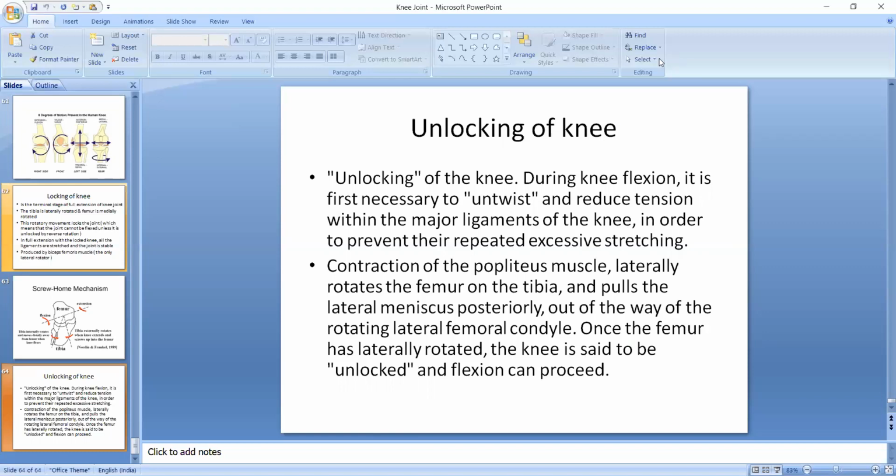So here we have discussed all the parts of the anatomy of the knee joint. Please send your queries and I will solve them very soon.